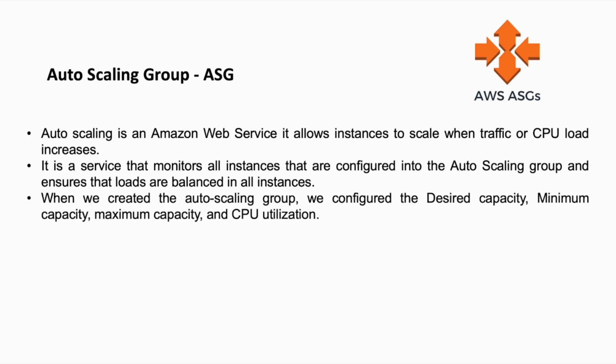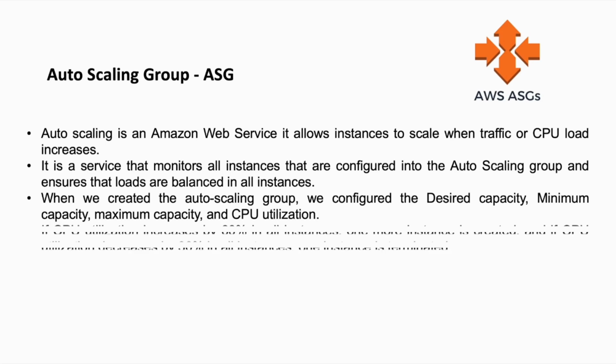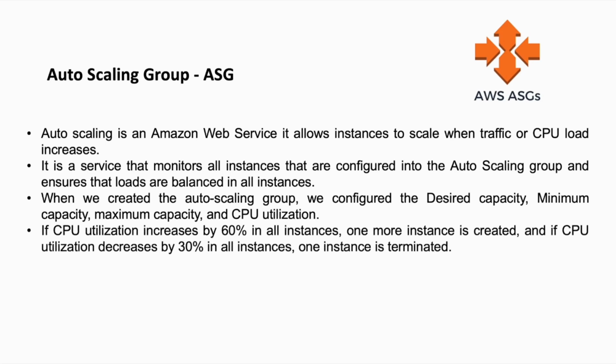When we create the auto scaling group, we configure the desired capacity, minimum capacity, maximum capacity and CPU utilization. If CPU utilization increases by 60% in all instances, one or more instances are created, and if CPU utilization decreases by 30% in all instances, one instance is terminated.